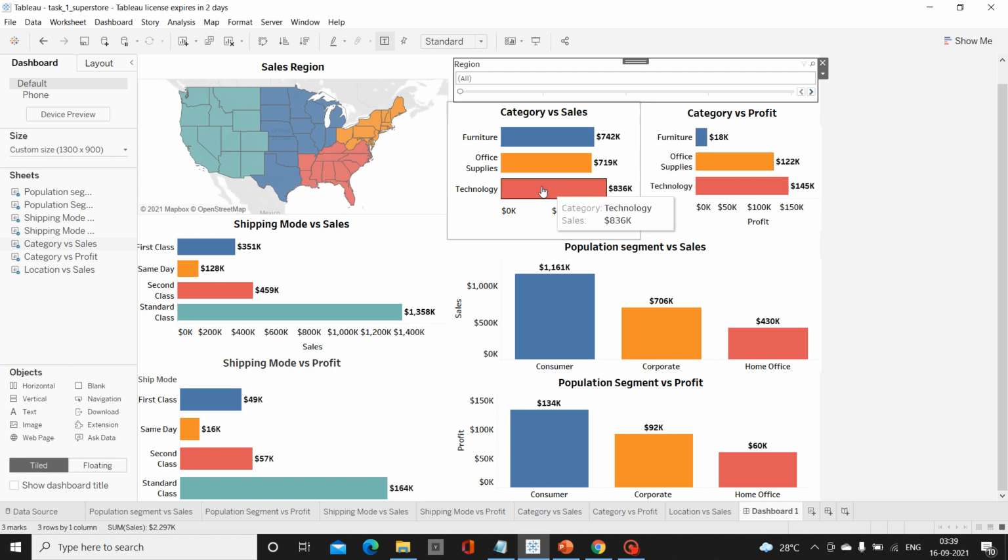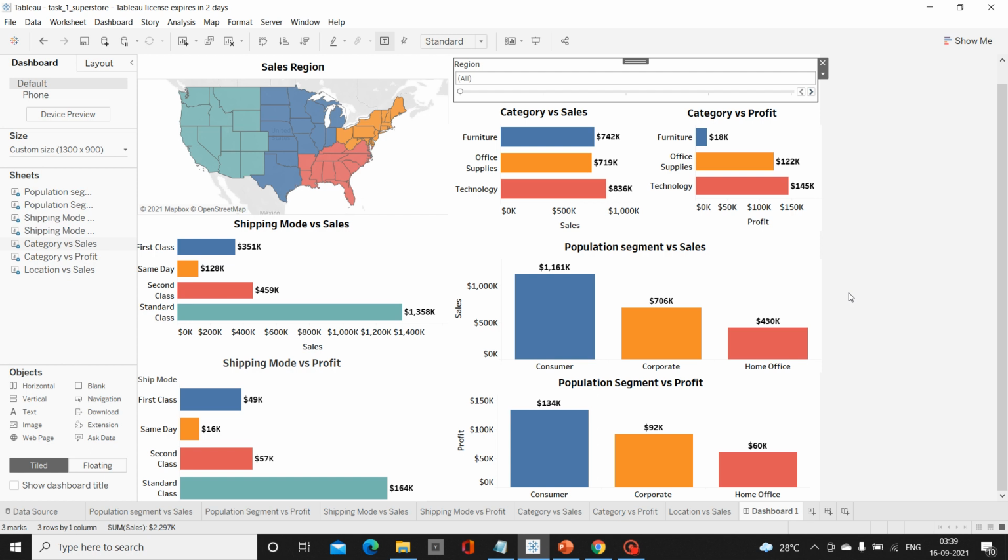Also, we can see here that technology has highest contribution in sales as well as highest contribution in profit with all regions combined. So we can see that if we invest in technology category, then we can earn more profit, which would help us to increase the overall profit earned by the company. So that's it. This was my analysis on the provided dataset sample Superstore.